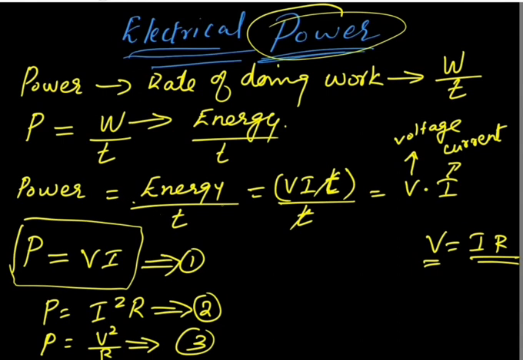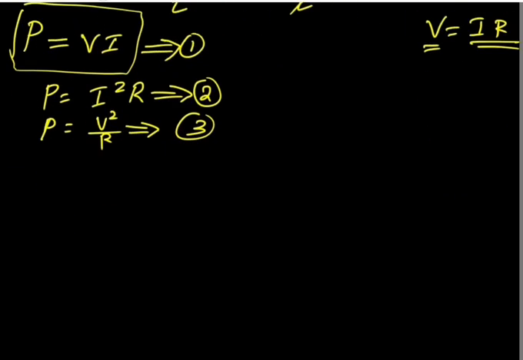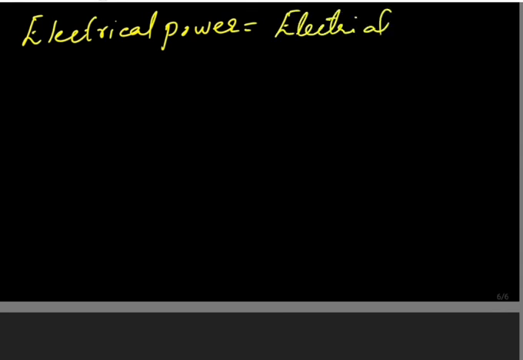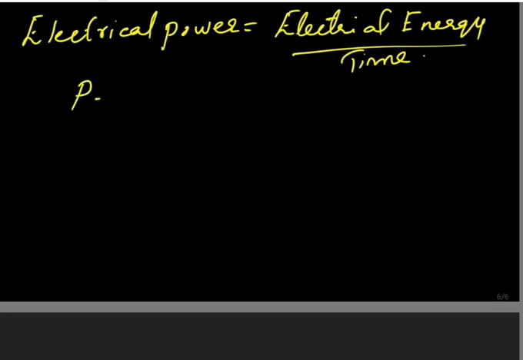Okay, so all the time factors will get cancelled and the power equation can be written as P is equal to VI, or power is equal to I squared R, or power is equal to V squared by R. So we'll just conclude power, electrical power, is equal to electrical energy divided by time. So if you are writing it in letters, P is equal to W by T.